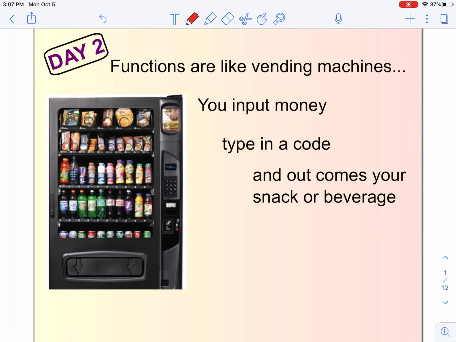Chapter 4, Day 2, we are going to look at domain and range of functions and relations, and we're also going to look at independent and dependent variables. Now here's kind of a model I want you to think about.